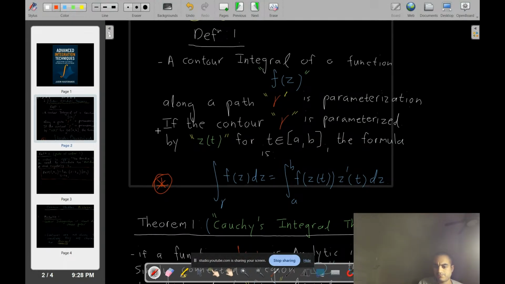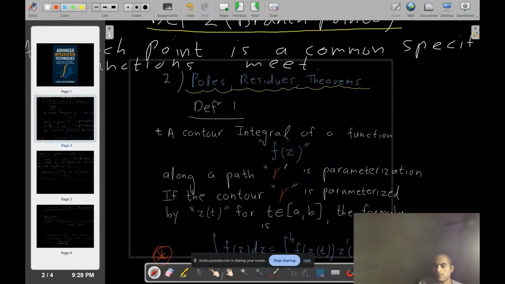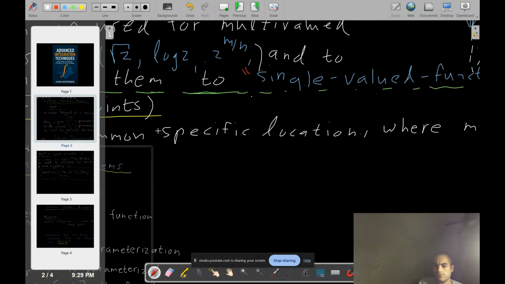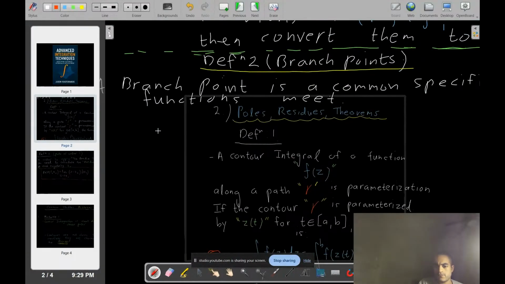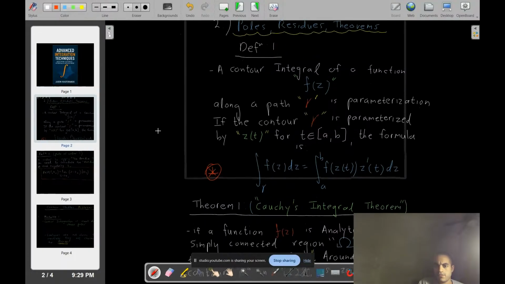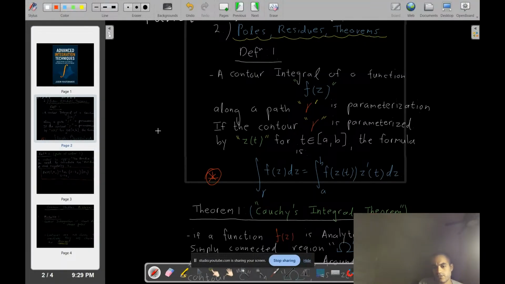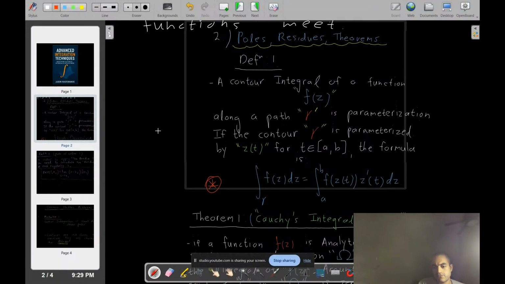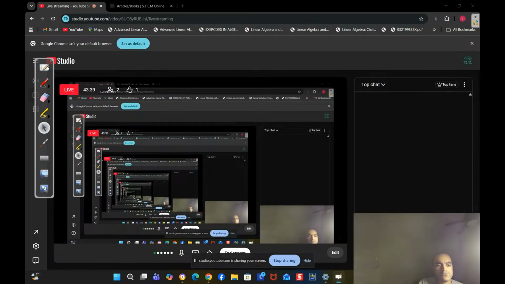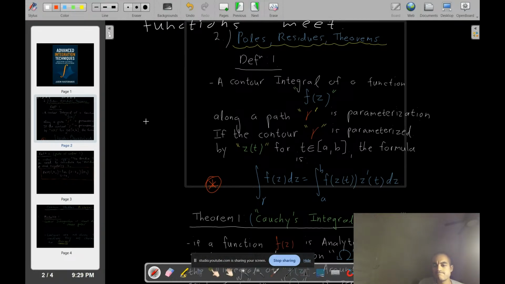Not at the moment. Okay, so no one at the moment yet. All right. So we looked at definition 1 when it comes to contour integrals. Please let me know if there's any issue with this, please let me know in the chat. I like when people talk. Don't be shy.